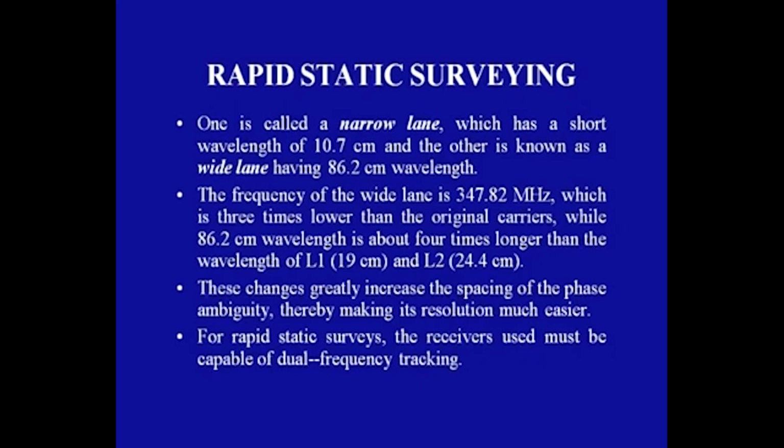The frequency of the wide lane is 347.82 megahertz, which is 3 times lower than the original carriers, while 86.2 centimeter wavelength is about 4 times longer than the wavelength of L1, that is 19 centimeters, and L2, which is 24.4 centimeters. These changes greatly increase the spacing of the phase ambiguity, thereby making its resolution much easier. For rapid static surveys, the receivers used must be capable of dual frequency tracking.